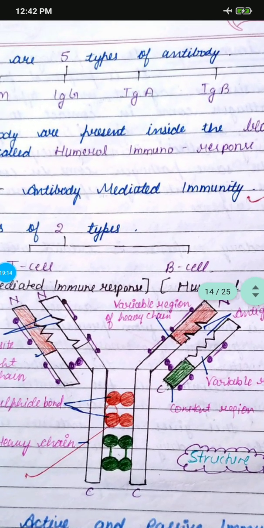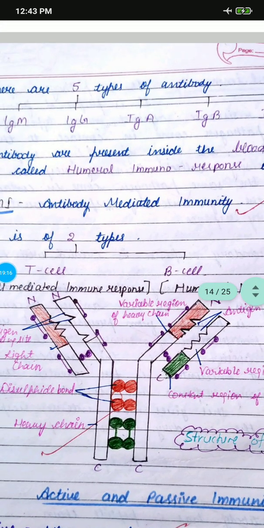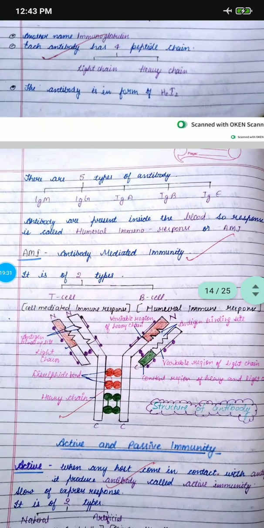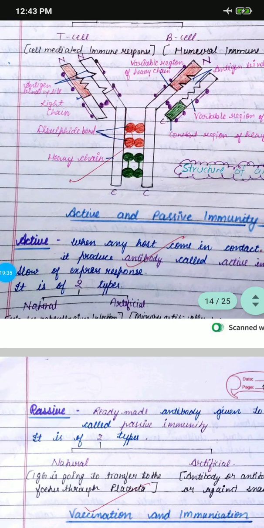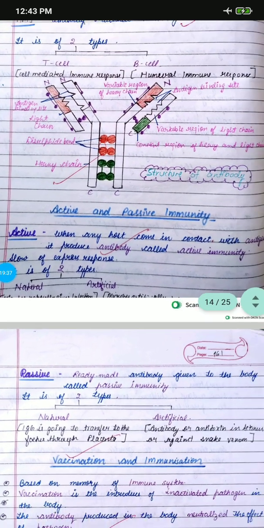Here's the diagram of an antibody. The structure: the upper outer short type of chain is called the light chain, and the bigger chain is called the heavy chain. One is called a heavy chain and one is called the light chain. The next part is the active and passive immunity.